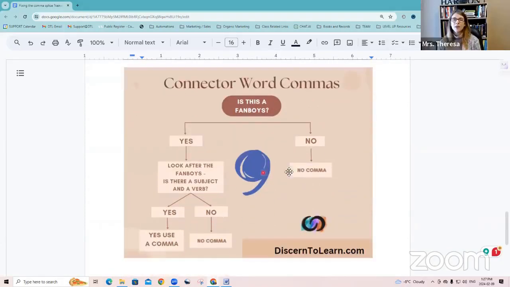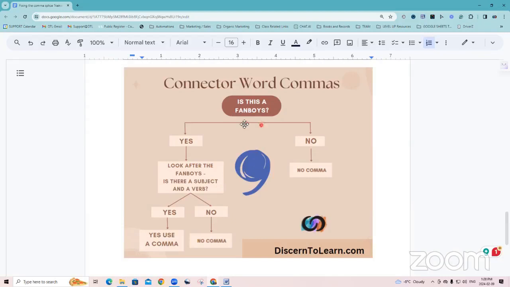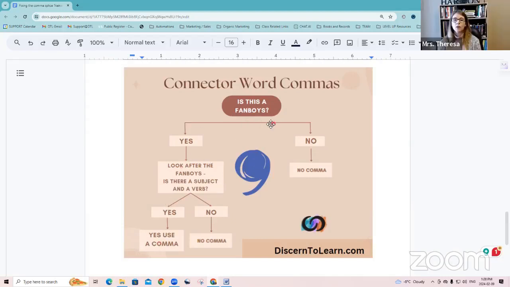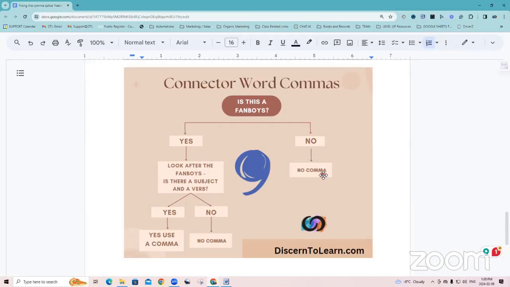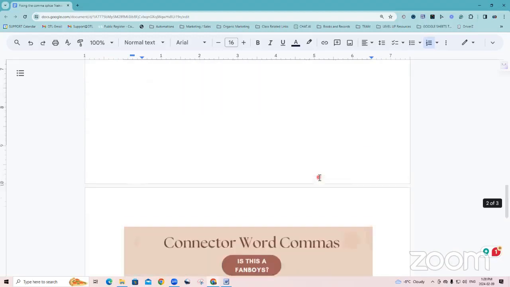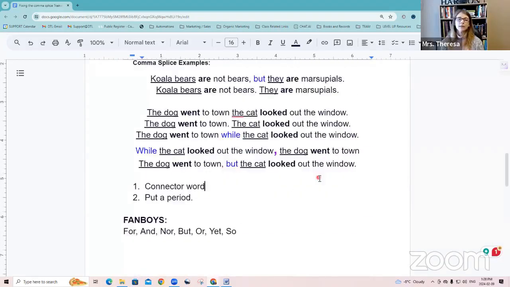Okay, so one thing I love about this little algorithm is it follows the same words. So, is it a fanboy? Yes. Is there a subject and a verb? Yes. Then yes, a comma. If you say no to any one of the questions, then it's no comma. So it's a yes, yes, yes, or as soon as you hit a no, that means no comma. So it's really easy to remember. That really helps. Okay, do you have any questions about comma splices?